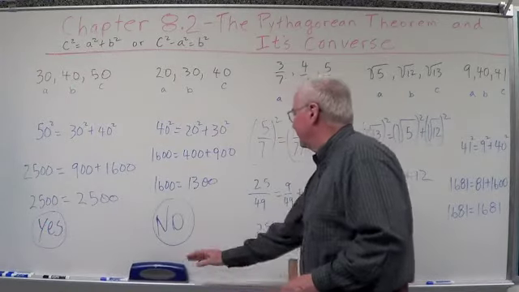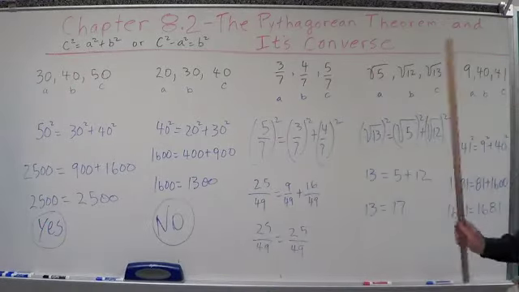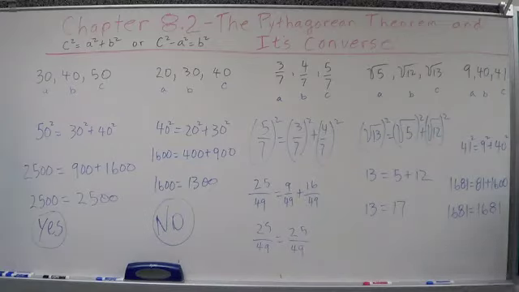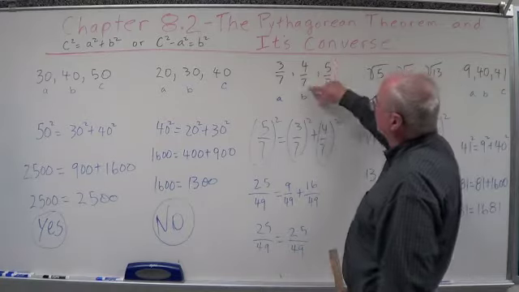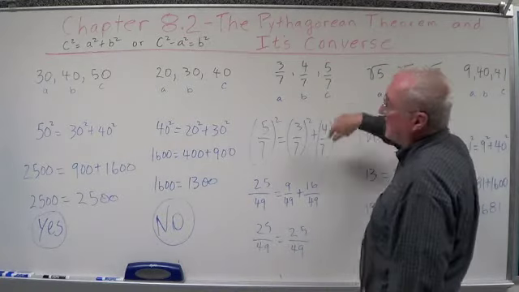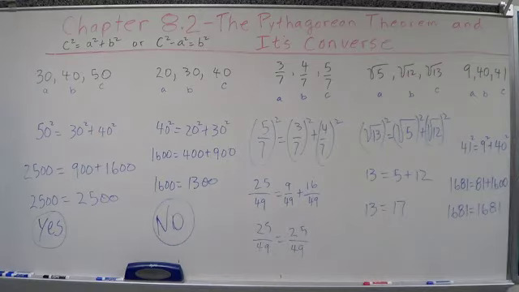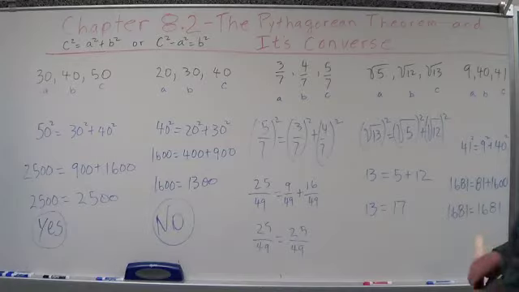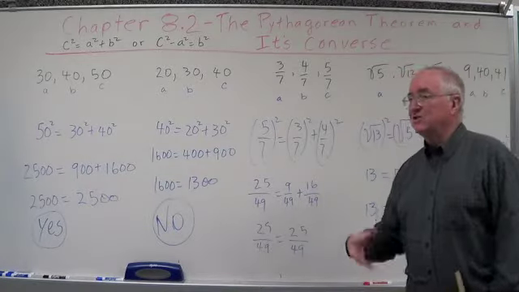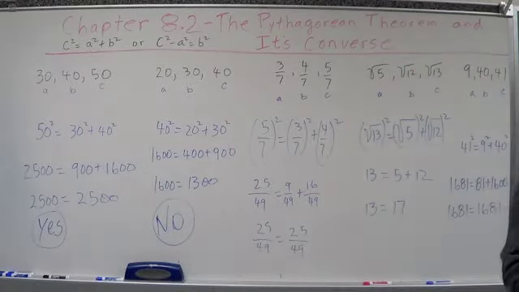Okay, now let's look at this one. This one's a little weird. They're fractions. Which one is the biggest number? Well, if you were to do the math, 3 divided by 7, 4 divided by 7, 5 divided by 7, you find out that 5 divided by 7 is bigger than the other two. Therefore, that must be the hypotenuse.